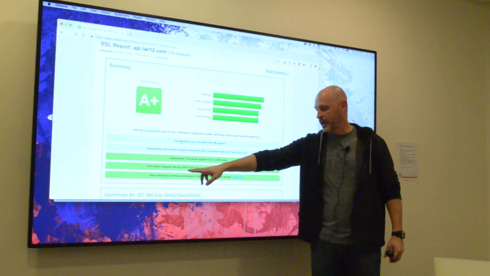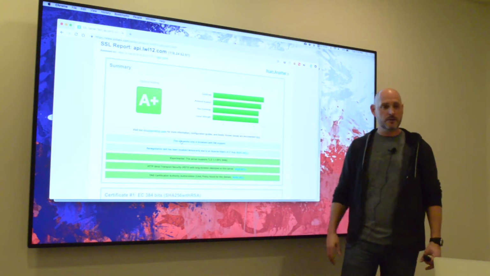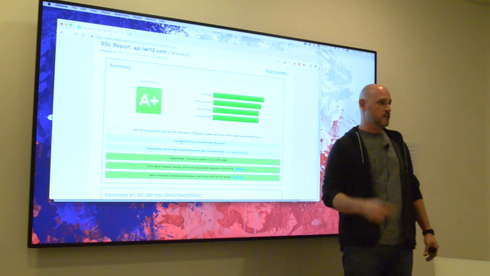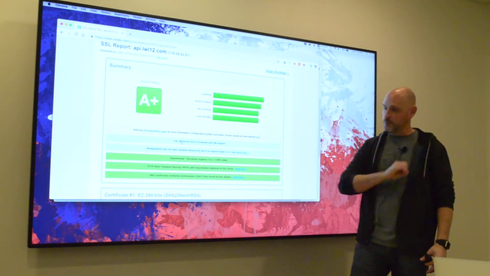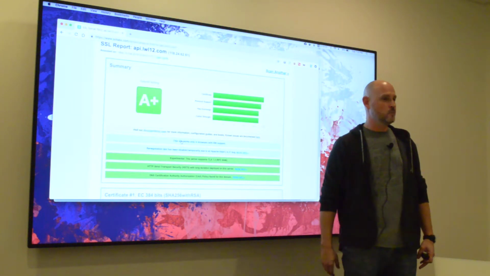We talked about HSTS, right, which is HTTP Strict Transport Security, which basically means that it's going to force communication only over HTTPS. Most web servers that you go to these days, most of the sites will do that, right?